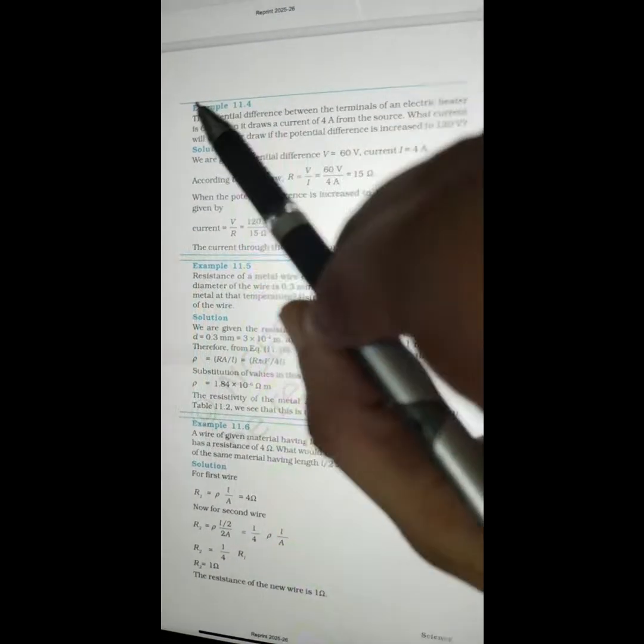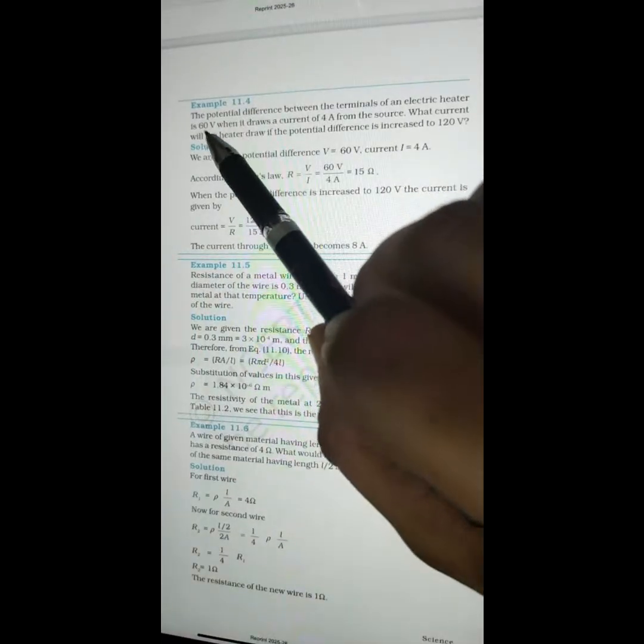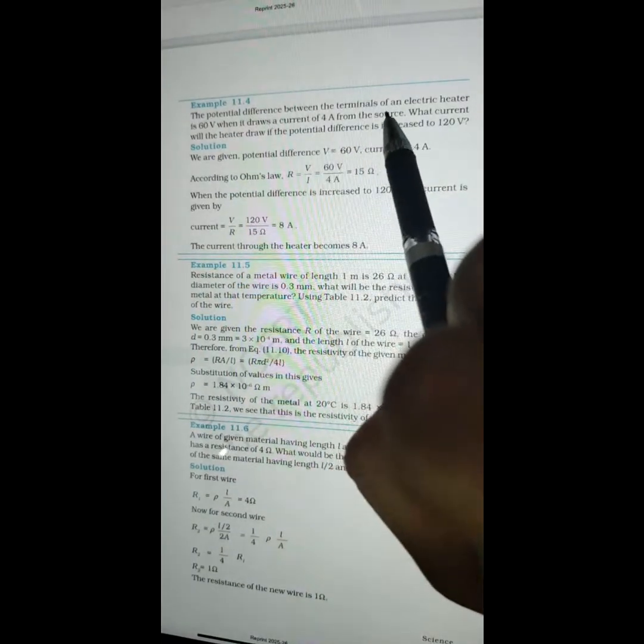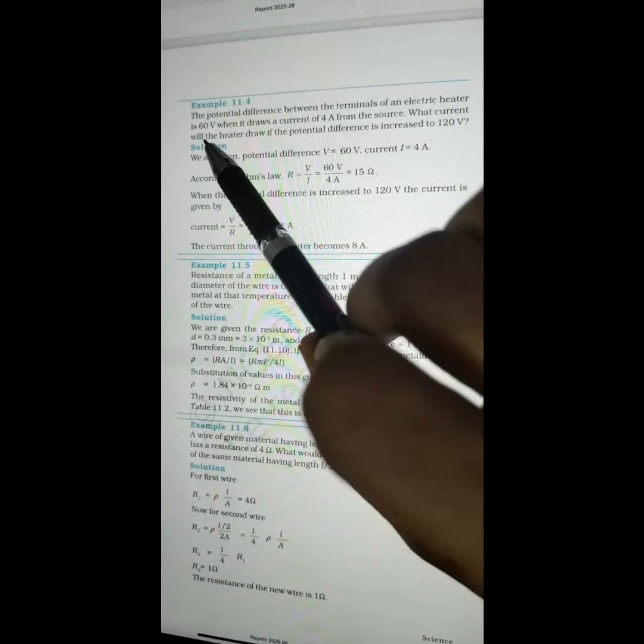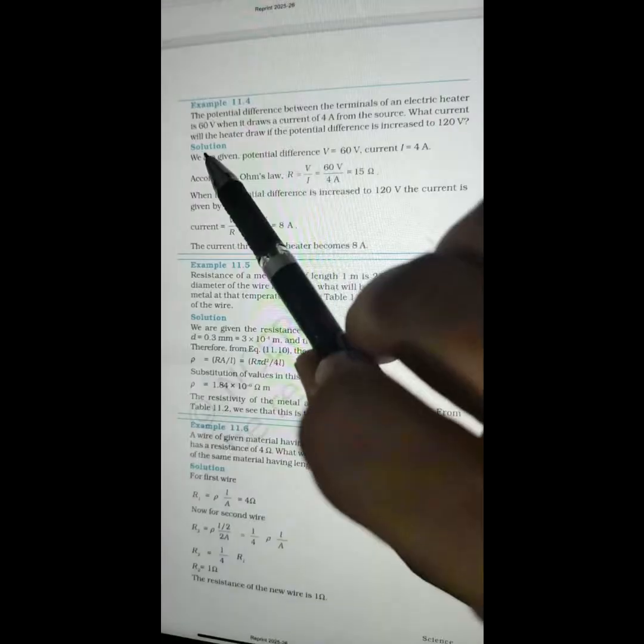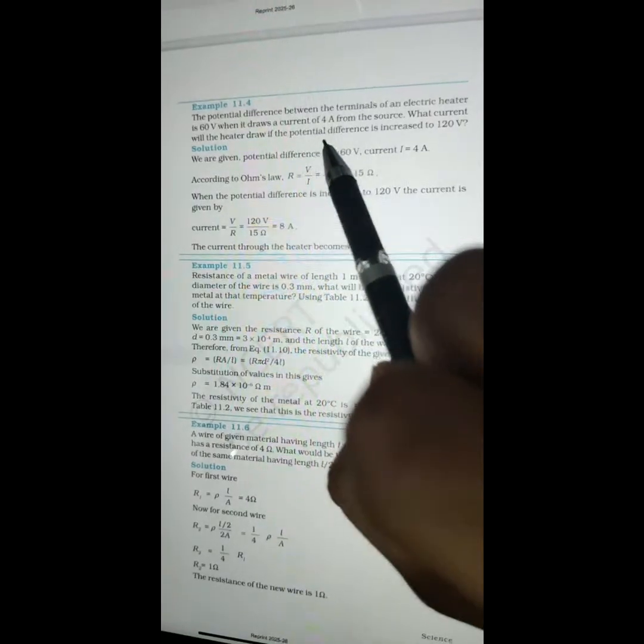Here we have another numerical example, 11.4. The potential difference between the terminals of an electric heater is 60 volt when it draws a current of 4 ampere from the source. What current will the heater draw if the potential difference is increased to 120 volt?